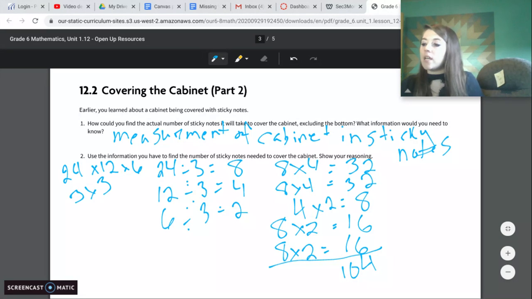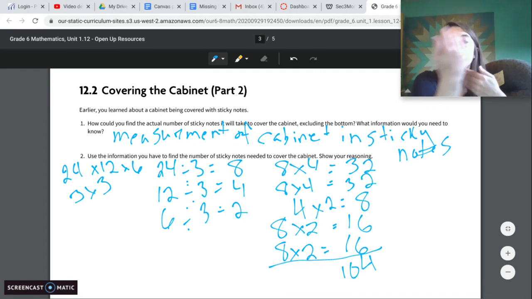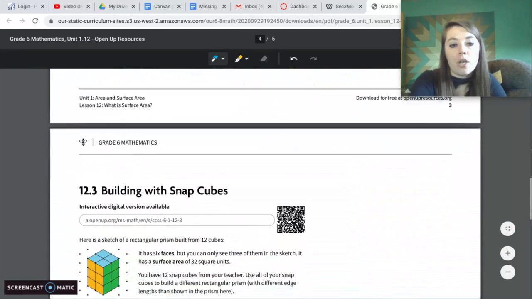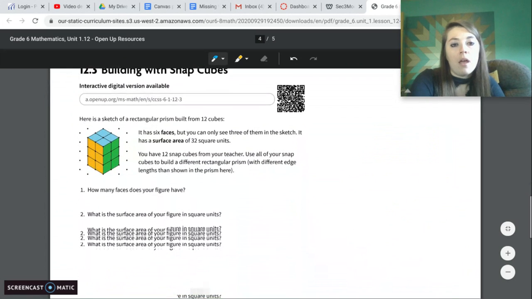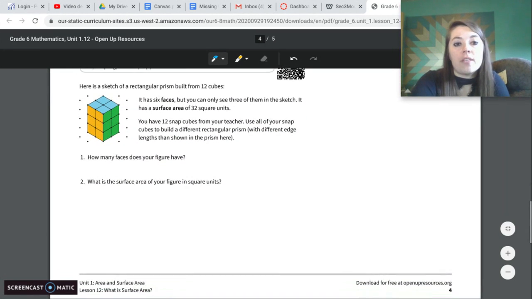So 104 sticky notes is how many it would take to cover this filing cabinet. So this is how we find surface area. You have to find the area of all the faces of the figure and then add them all together. So looking down here, we have the snap cubes here.